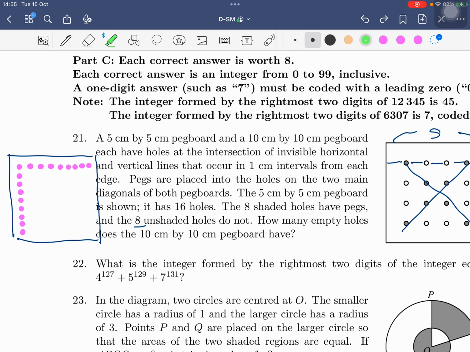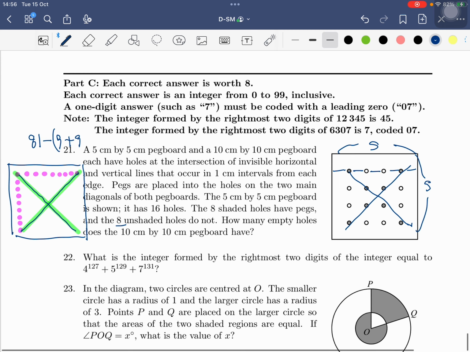And we will put pegs like here and here. And we need to count the emptied holes here. So altogether for 9 by 9, there were 81 holes, and the diagonal still has 9. And here, 9.